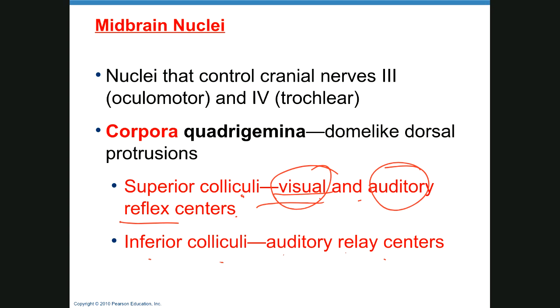An auditory reflex. If somebody calls your name, your reflex is to move towards the direction of the sound. If there is a loud, sudden sound, your reflex is to move towards the place where the sound came from. That's a reflex, and it's an auditory reflex put together by the superior colliculi and the inferior colliculi.